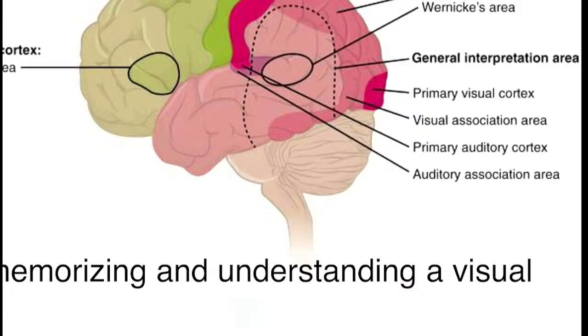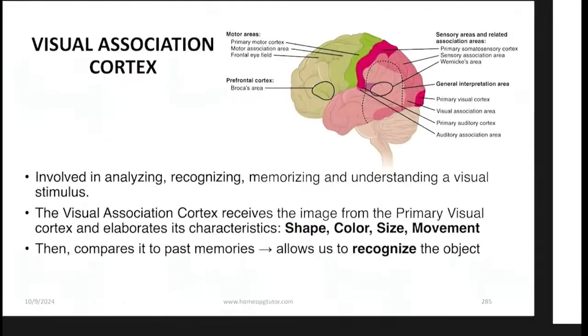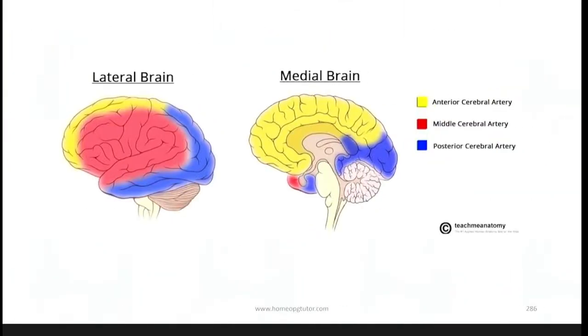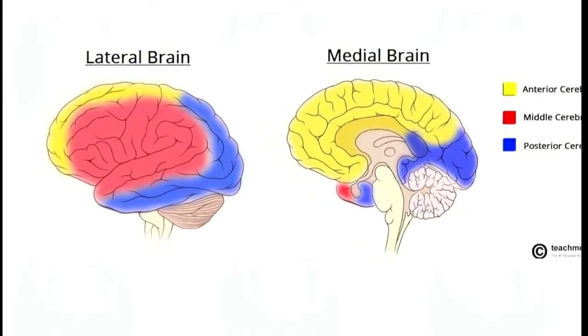Okay, next one. After this we need to understand the blood supply. Okay, so talking about the vasculature of our cerebrum. Okay, the cerebrum can be classified into three distinct pairs. You can just see the image over here. Okay, an image.